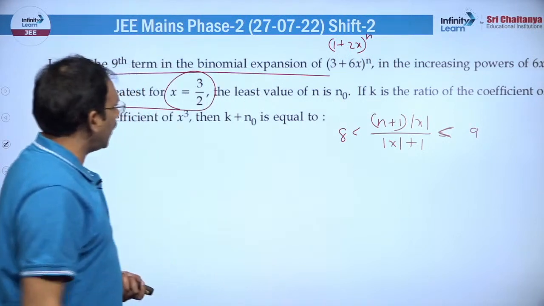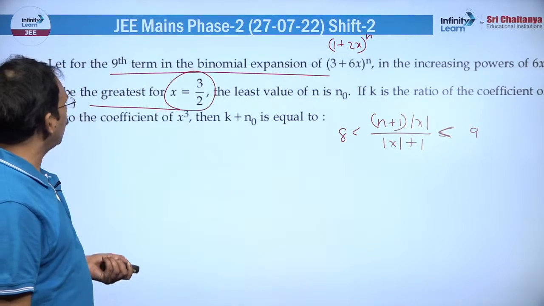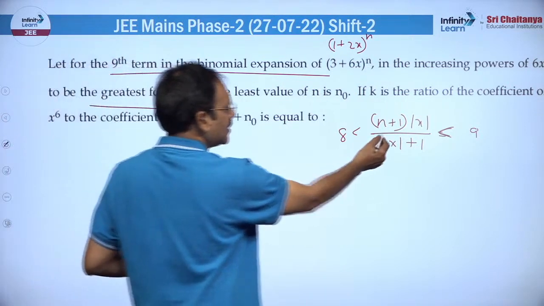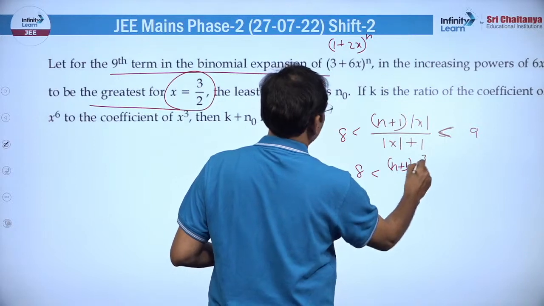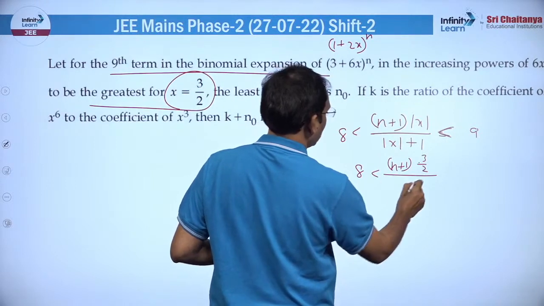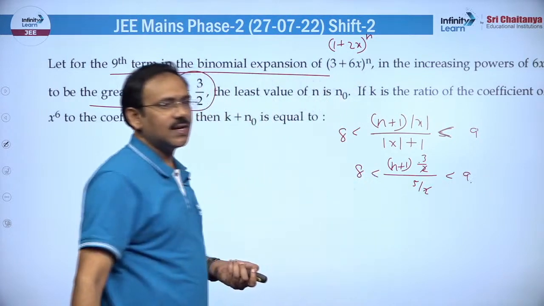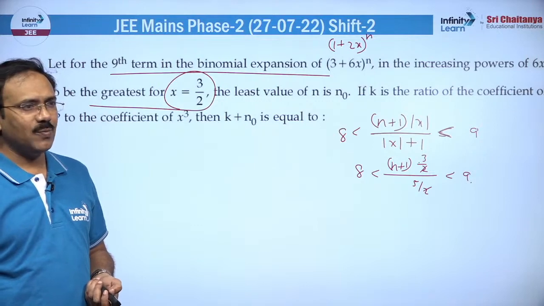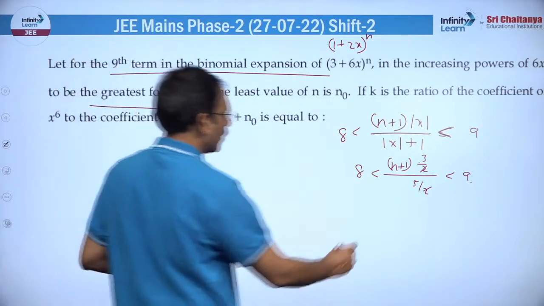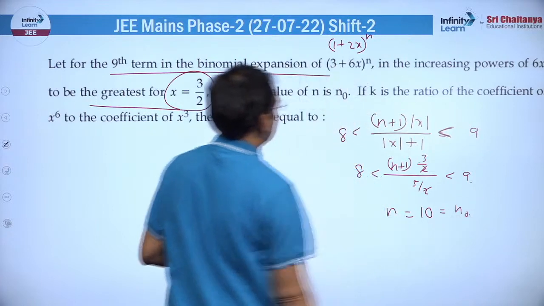So, this expression you take 3 common, (1 plus 2x) power n. Okay. So, x value is given here as 3 by 2 and n we do not know, my dear friends. You just apply this condition, 8 less than (n plus 1) into mod x by (mod x plus 1), with x as 3 by 2, that is 3 by 2 by 3 by 2 plus 1, is 5 by 2, less than 9. From that you will get n value, my dear friends. You can simplify, n is going to be 10. Yes. So, he said this as n naught.